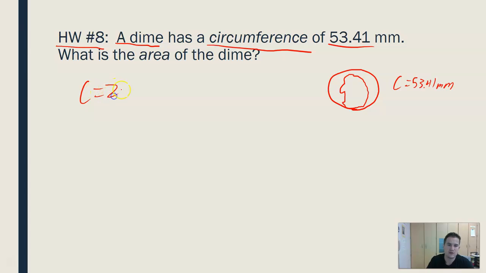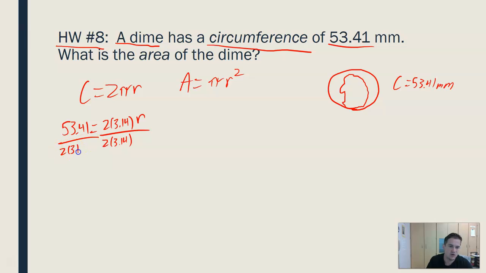Well, circumference is equal to 2 pi r. Area is equal to pi r squared. So in order to find the area, I'm going to need the radius. So I'm going to need to solve for the radius in this formula here. So the circumference is 53.41, and that's equal to 2 times 3.14 times the radius. So in order to solve for the radius, I need to divide by 2 and 3.14 on both sides.